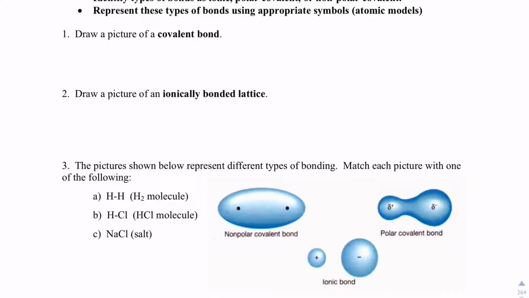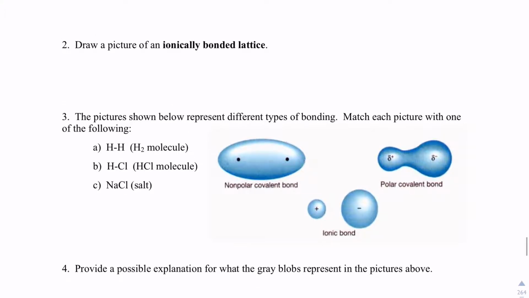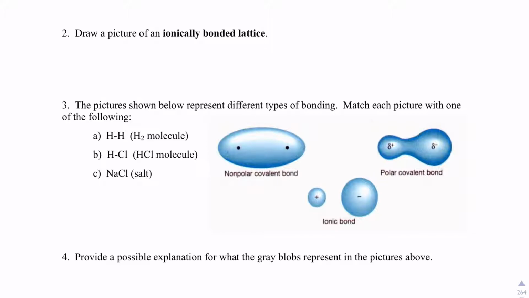So the goals for today's lessons are to identify the types of bonds that we have, ionic, polar covalent, nonpolar covalent, and to represent these types of bonds using appropriate symbols, which I will teach you. I would like for you to first try and do 1, 2, 3, and 4 on your own. Take a few minutes, try these on your own, and then come back to the video when you're ready for a check.